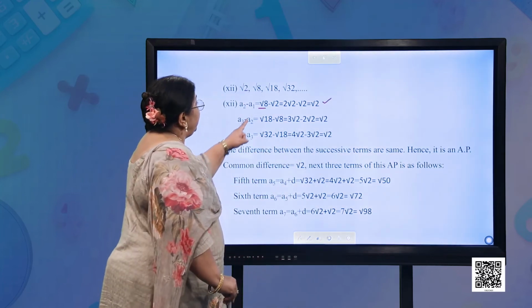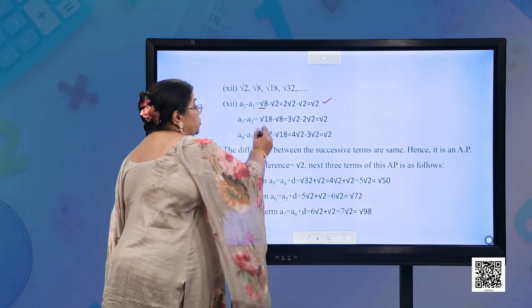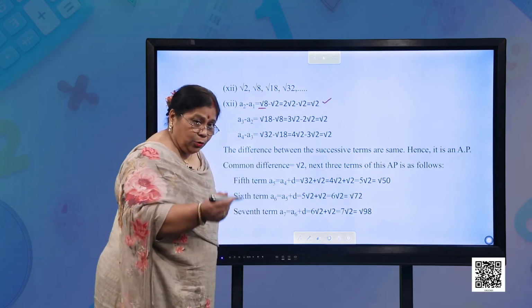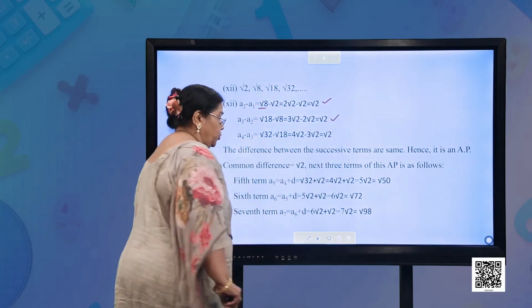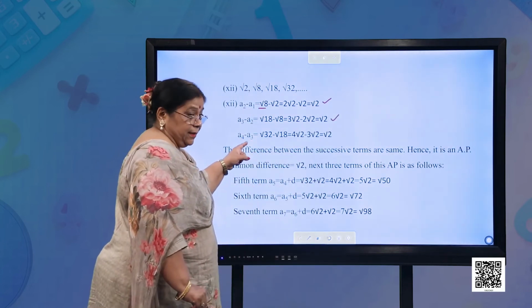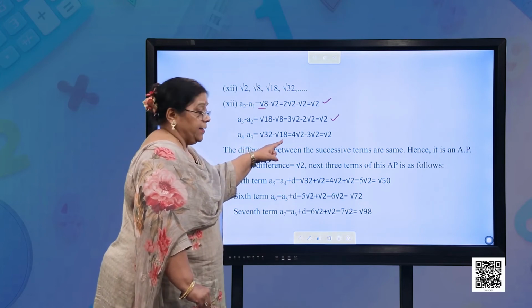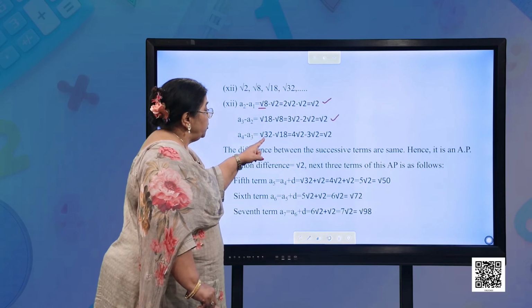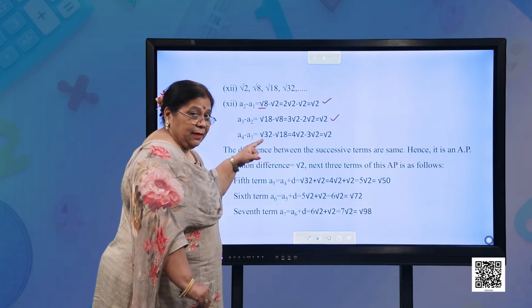Okay. What is A3 minus A2? It is square root 18 minus square root 8. What is square root 18? Can I write it as 3 root 2? Yes. 3 root 2 minus 2 root 2 is again root 2. What is A4 minus A3? It is square root 32 minus square root 18. How can I write square root 32? 4 root 2, because 16 into 2 is 32.